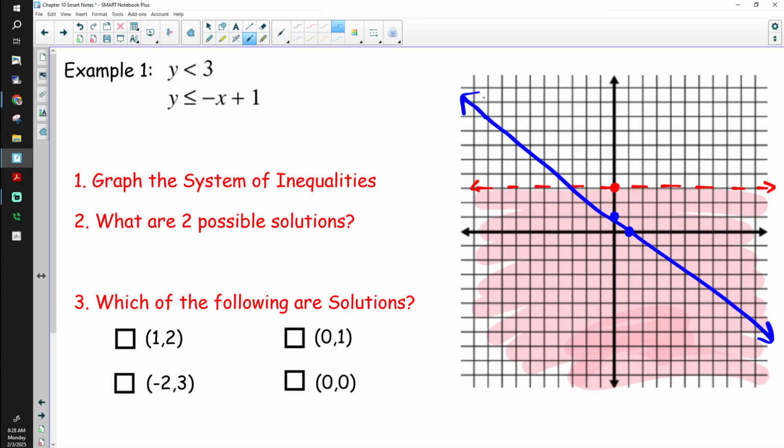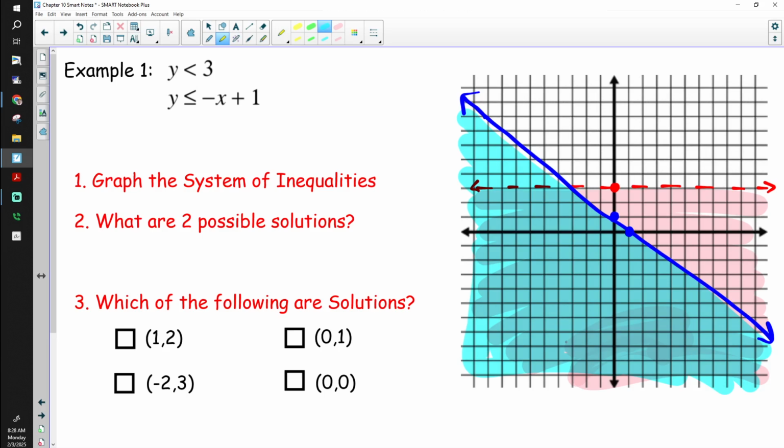And I'm going to shade everywhere below, just like it shows us in Desmos. Everywhere below. Just ignore the other color. It's going to be everywhere below. Just like that.